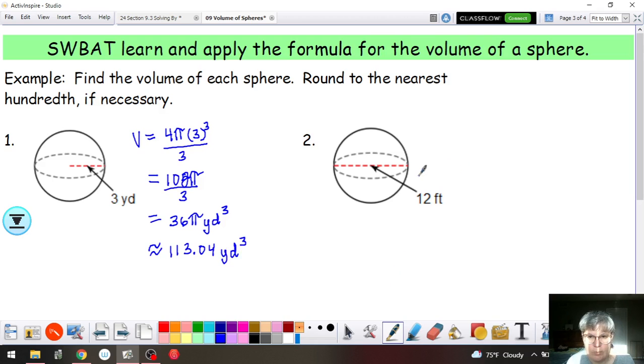The next example is a repeat of the first example that I just did, so I'm going to skip this in this video since we've already found the volume of a sphere with a diameter of 12.